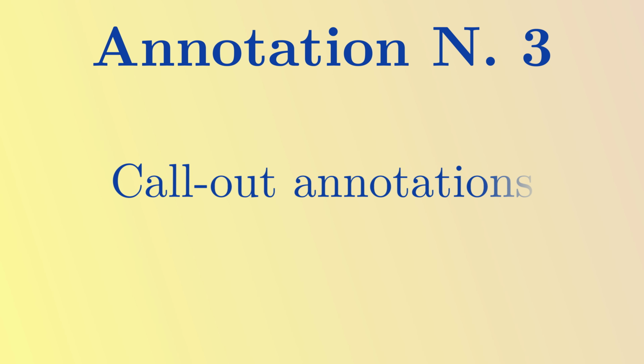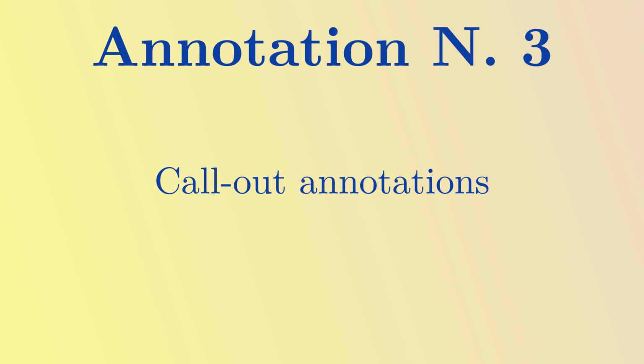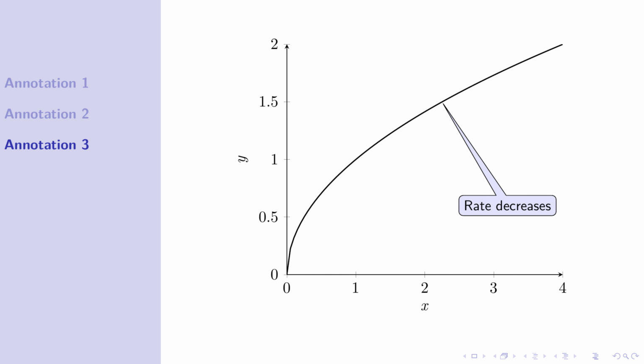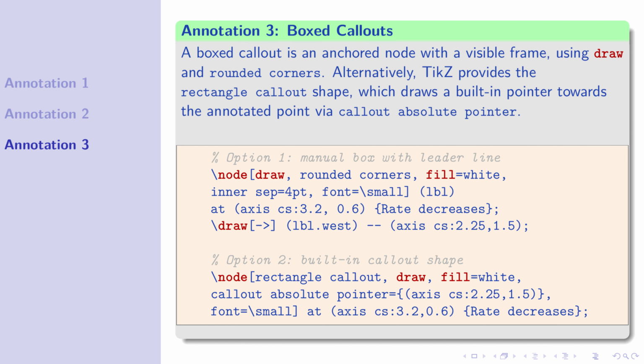Now, let's move on to the final approach, callout annotations. This approach builds on the previous one. You still start with a node, but now you turn it into a visual element. You can add rounded corners, background colors, or even use the built-in rectangle callout style. Then, just like before, you connect your node using a leader line, or let the callout pointer handle it automatically.